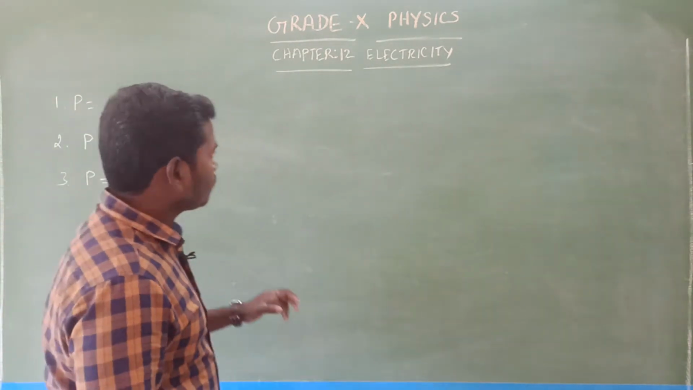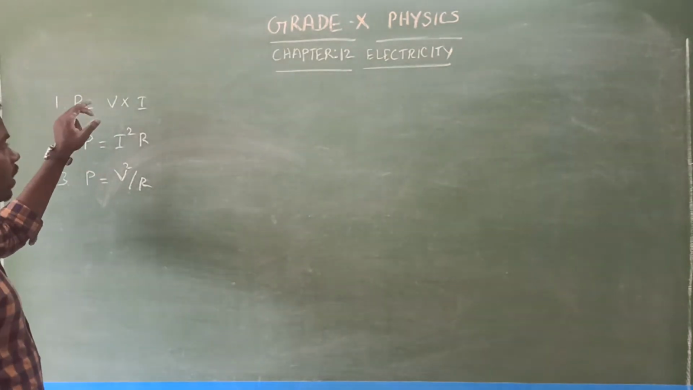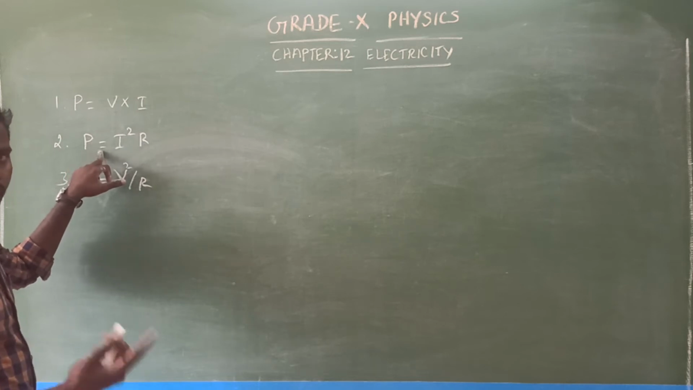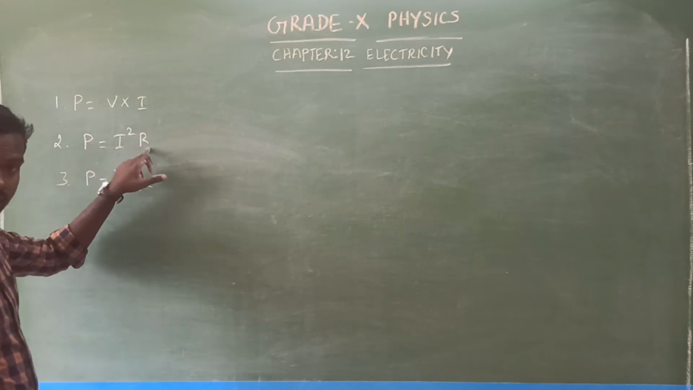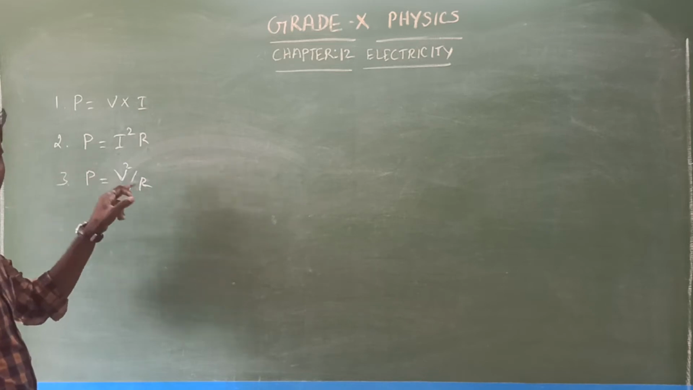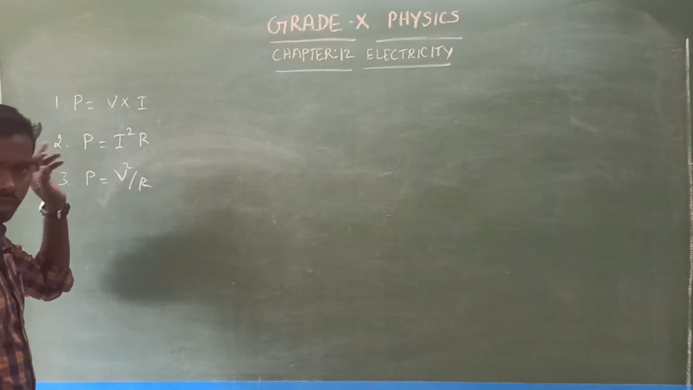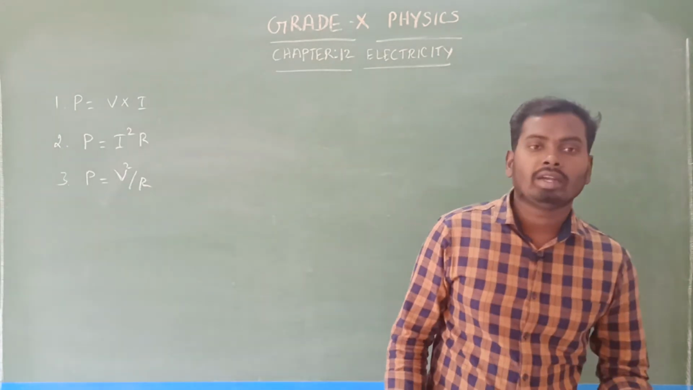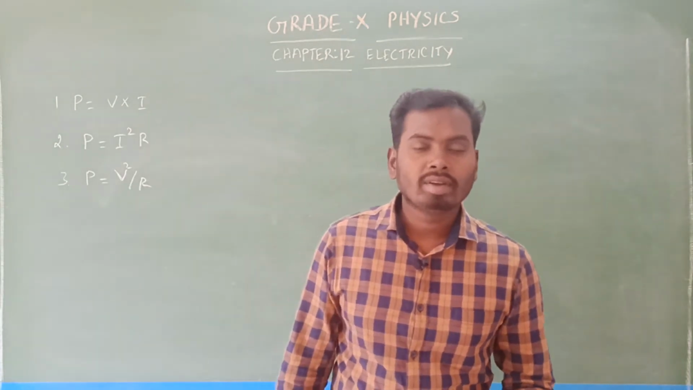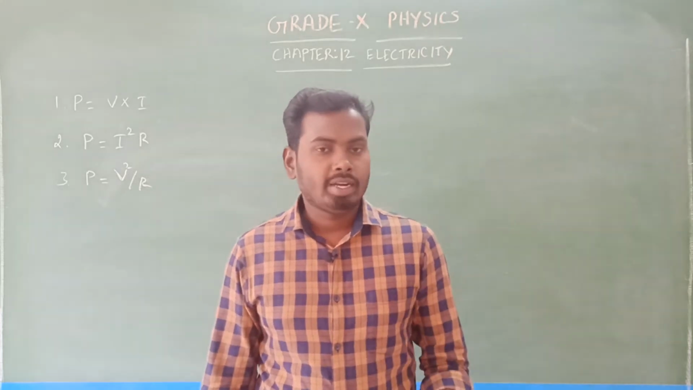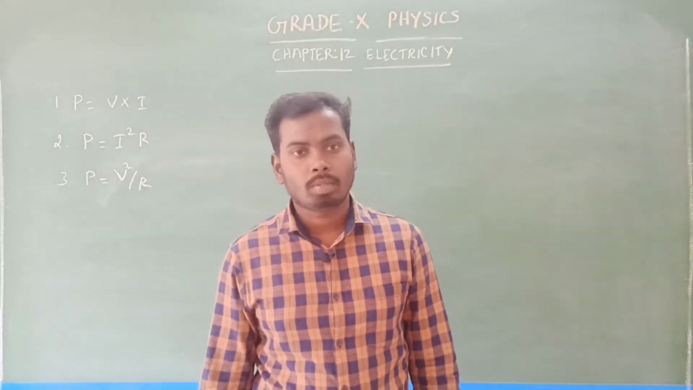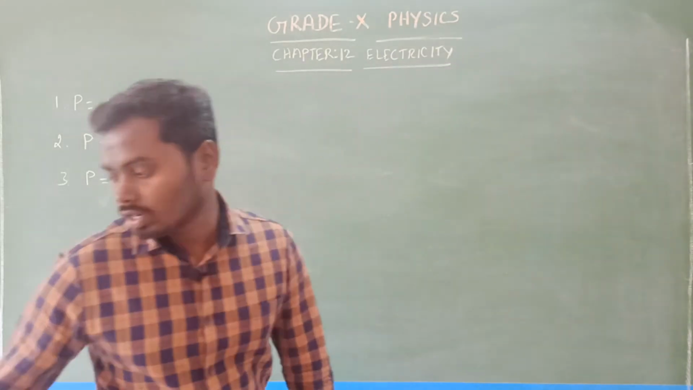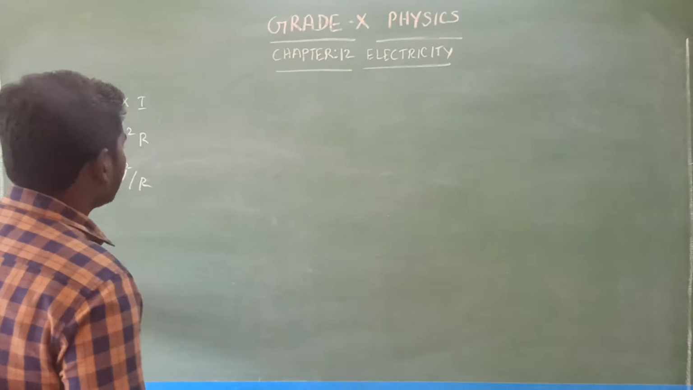The first formula is power in terms of voltage and current. The second formula is power in terms of current and resistance. The third formula is in terms of voltage and resistance. If you know any two values, we can calculate the power rating of an electrical appliance. That's all, very easy. So till now we have seen up to this.